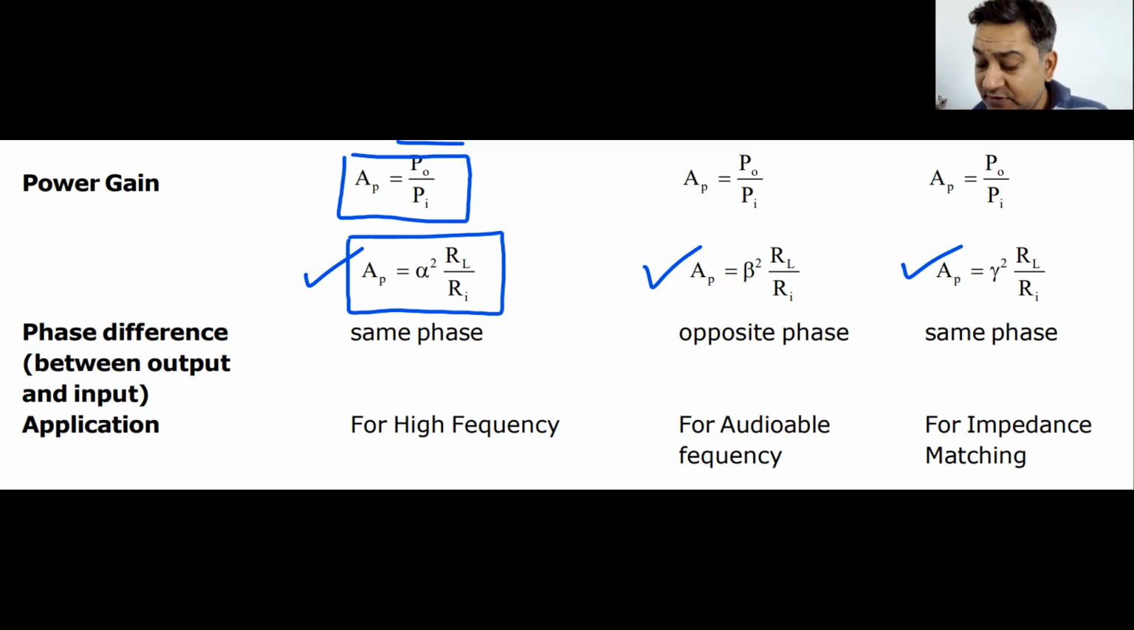Phase difference between output and input, you must remember. For common base, it is the same phase. Common emitter, opposite phase. Common collector, same phase. Remember this because they will give you a diagram and the configuration, and then they'll ask you what the output will be. Do we understand this?